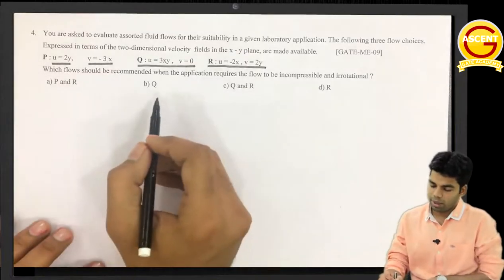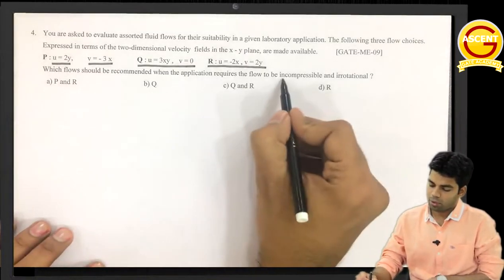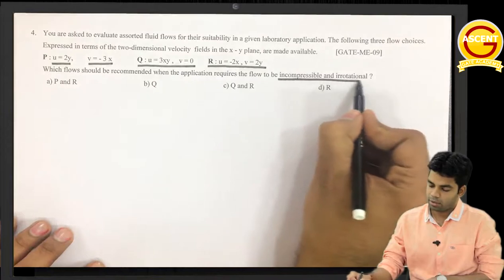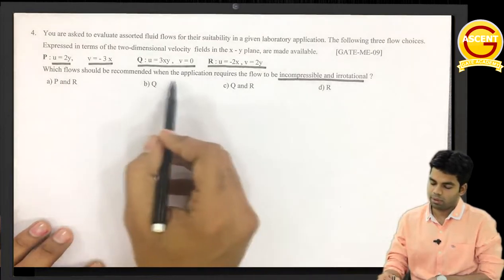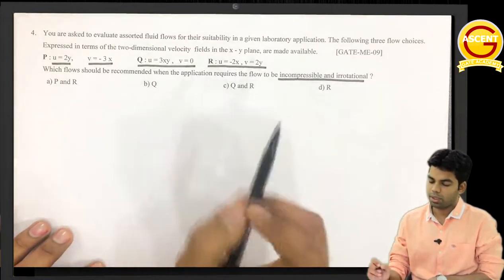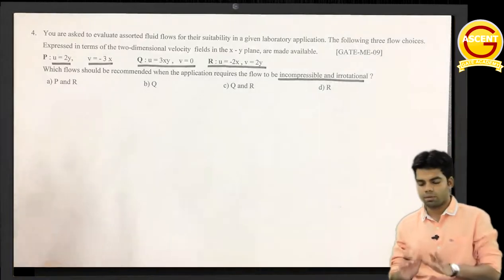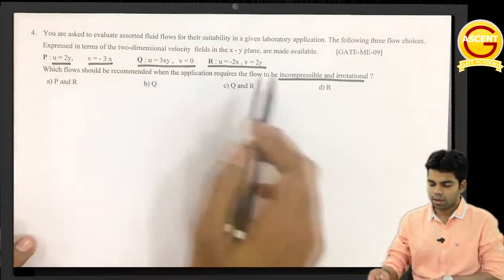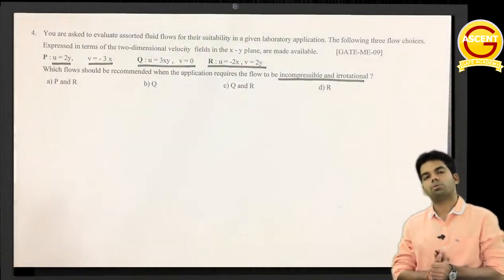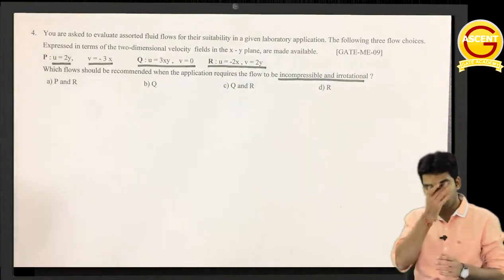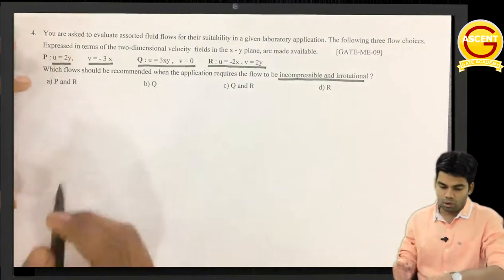And we want to determine which flow is incompressible and irrotational. Which flow should be recommended when the application requires the flow to be incompressible and irrotational? That means you have to determine, out of these three flows P, Q and R, which flow is incompressible as well as irrotational. Okay, now how to determine?